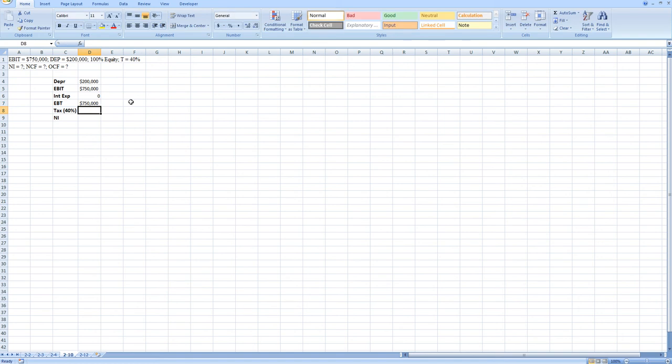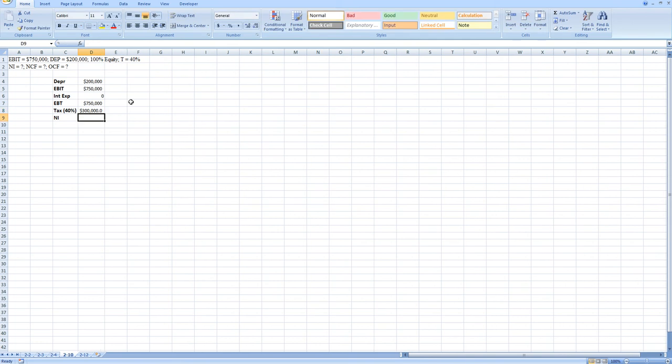Tax is 40%, so we multiply this amount times our 0.4. So we have to pay 300,000 in tax, and then what's left over is equal to our net income. So our EBT less tax is our net income.